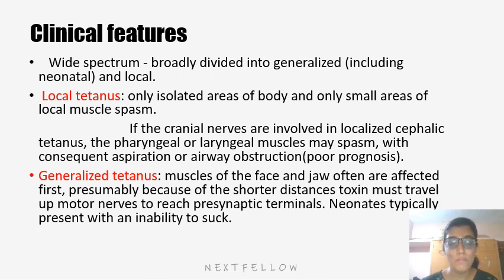So it is a wide spectrum, broadly divided into generalized and local. In local tetanus, only isolated areas of the body are involved, with spasm of only a small area of local muscle. If the cranial nerves are involved, it is local cephalic tetanus, and pharyngeal or laryngeal muscles may spasm with consequent aspiration or airway obstruction, which is a poor prognosis. In generalized tetanus, muscles of the face and jaw are often affected first, presumably because of shorter distances the toxin must travel up the motor nerves to reach the presynaptic terminals. Neonates typically present with inability to suck.